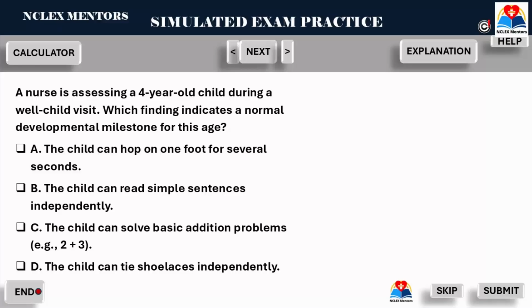Here's the question. Which of the following findings indicates a normal developmental milestone for this age? Let's take a look at the options that pop up on the screen. Options. A. The child can hop on one foot for several seconds. B. The child can read simple sentences independently. C. The child can solve basic addition problems, like 2 plus 3. D. The child can tie shoelaces independently. Take a moment to imagine this 4-year-old. What would you expect them to do confidently at this stage?